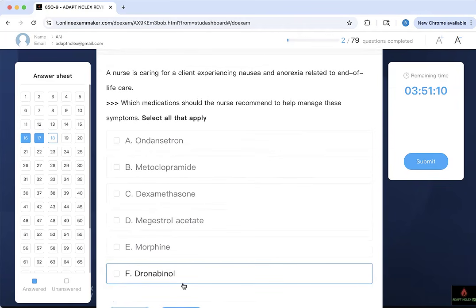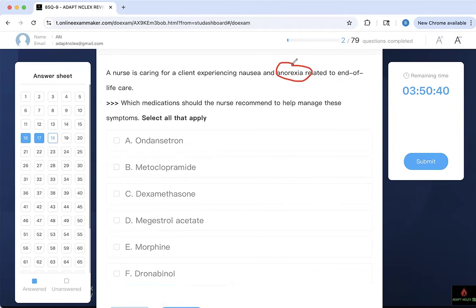This is also the same thing. A nurse is caring for a client experiencing nausea and anorexia related to end-of-life care. Which medication should the nurse recommend to help manage these symptoms? Select and apply: ondansetron, metoclopramide, dexamethasone, megestrol acetate, morphine, and dronabinol. What do you think? What is the question asking you? Breaking it down, the key concept they are asking about is anorexia related to end of life.